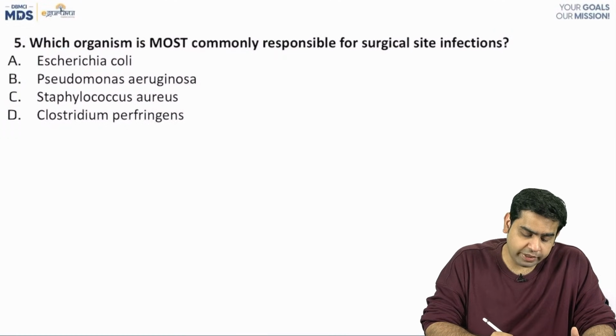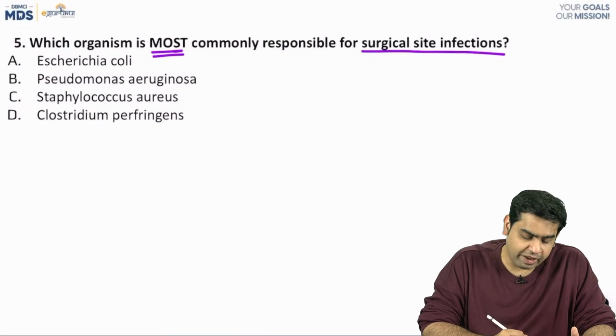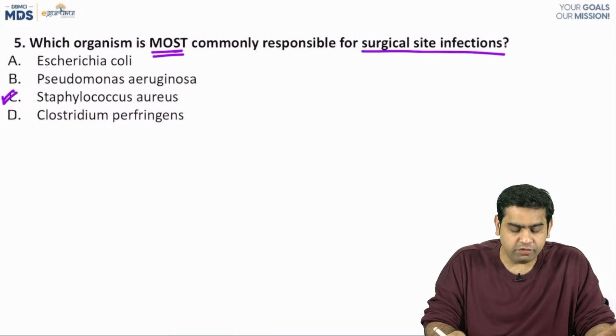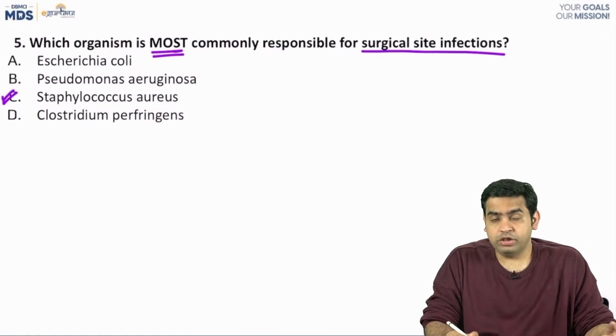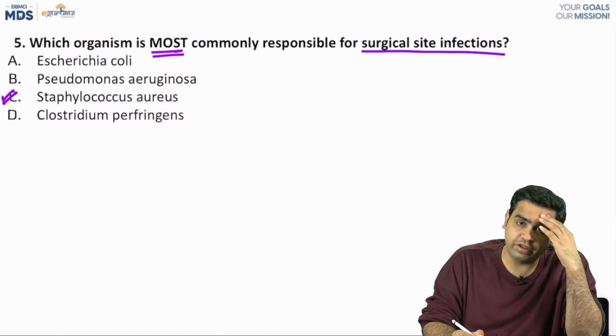Now, which organism is most commonly responsible for the surgical site infection? It is Staphylococcus aureus. Okay, it is a fact which you need to remember. Staphylococcus is the most common organism which is responsible for the surgical site infection.